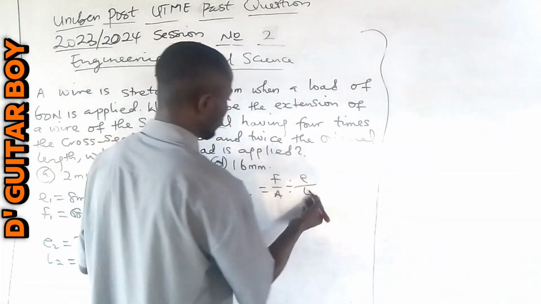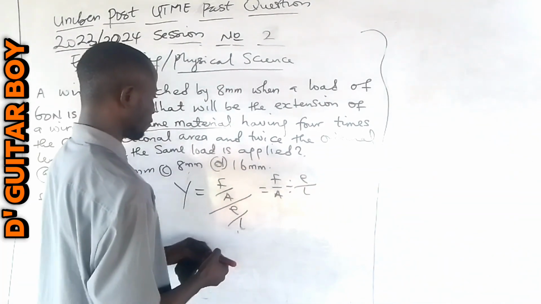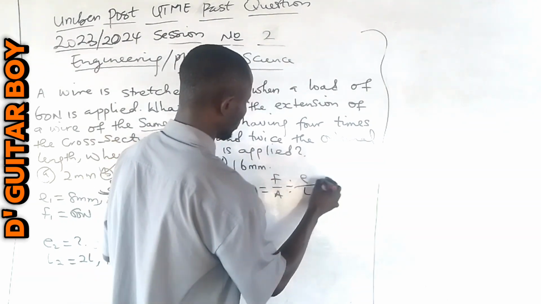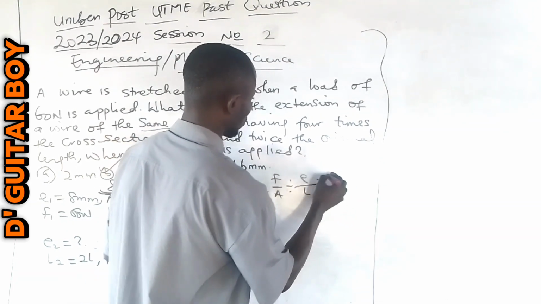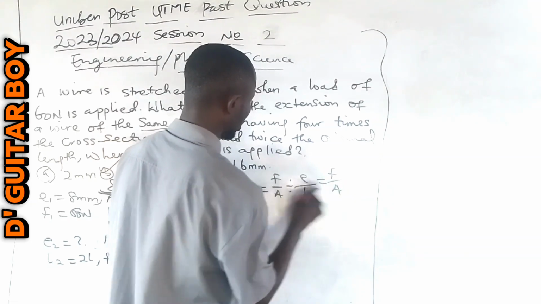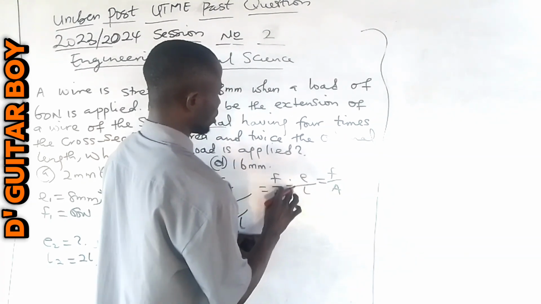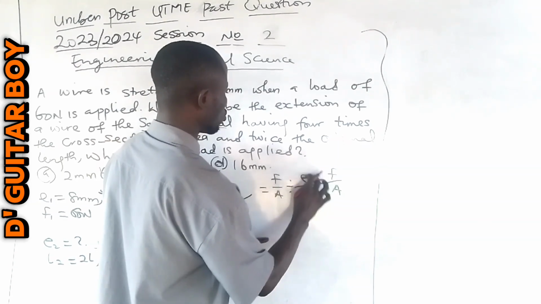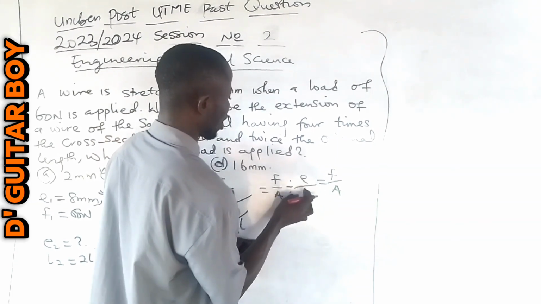So from this particular formula we have of Young modulus, we can further simplify it to be equal to F all over A. You know, changing this division sign to multiplication sign. To change this division sign to multiplication sign, it will only affect this side. Then how will it affect it?